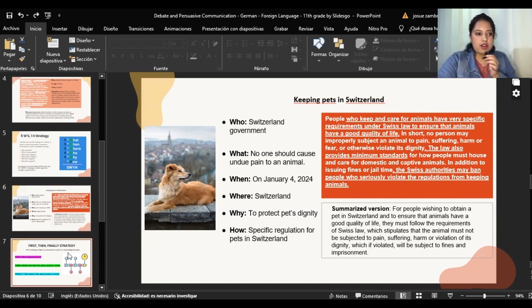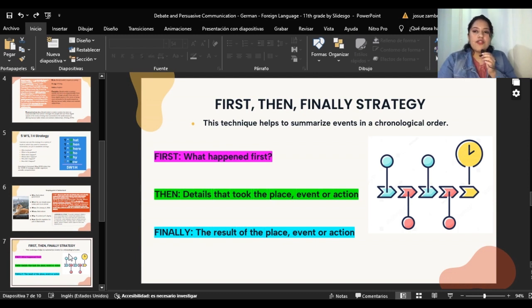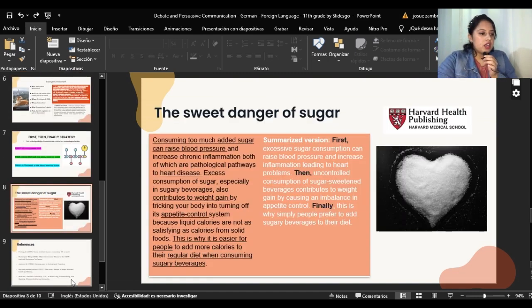Here's the summarized version. And the last strategy is the first, then, and finally strategy. This technique helps to summarize events in chronological order. First stands for what happened first, then details what took place, the event, or action. Finally is the result of the event or action. Here is an example from Harvard Medical School, about the sweet danger of sugar. Here is a fragment of the article where I highlight the most important points. And for this strategy, we need to use the connectors first, then, and finally. All of this has to have a chronological order.